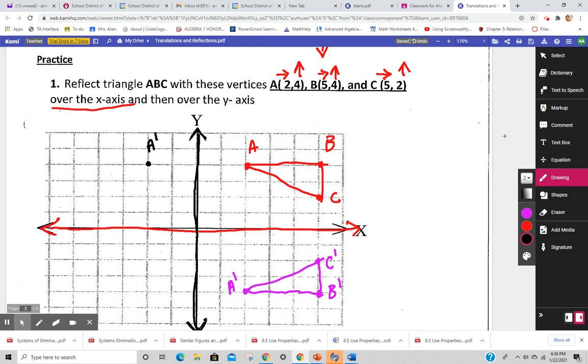How far is B away from the y-axis? 1, 2, 3, 4, 5. Go over to the other side, 5 units away. 1, 2, 3, 4, 5, and you plot B prime. C, how far is it away from the y-axis? 1, 2, 3, 4, 5. 5 units away. Go over to the other side, 5 units away. 1, 2, 3, 4, 5. This is C prime.